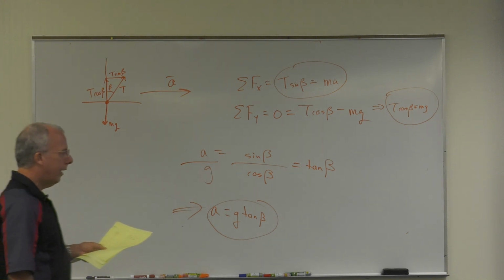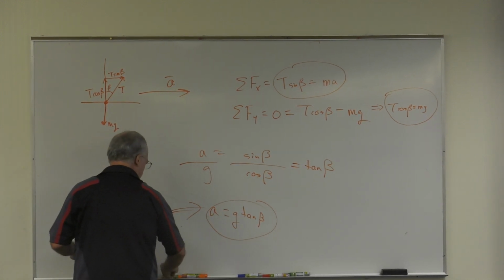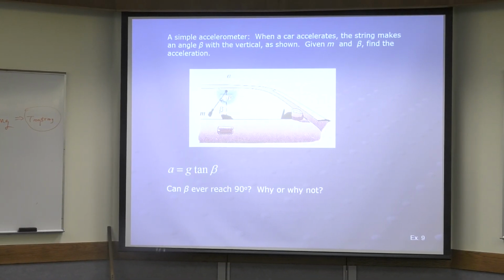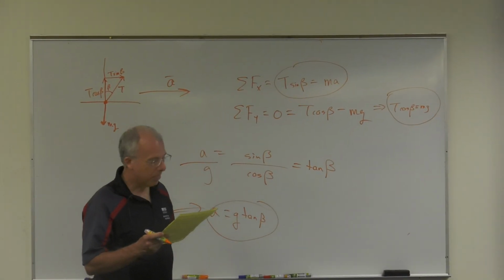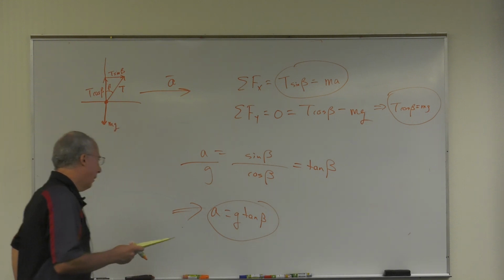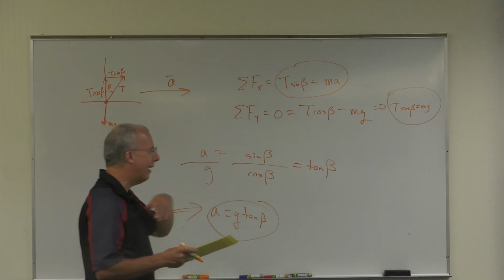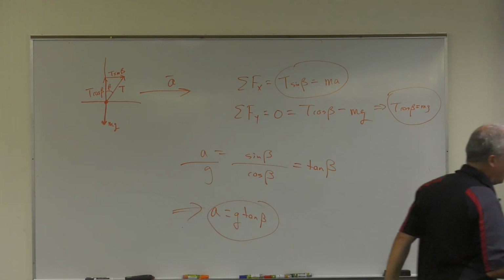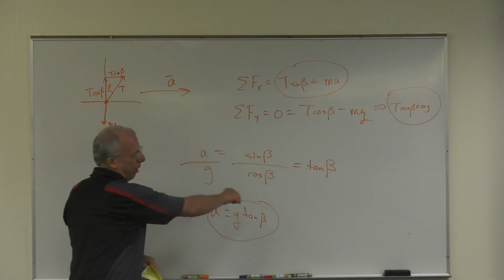Now the question: can beta ever reach 90 degrees? Why or why not? Well, what's the tangent of 90? It's infinity. So a would be infinite. So the answer is no. This thing will never go all the way up here. It can't, because we don't like infinite accelerations. And if you didn't know that, just plug it into your calculator.